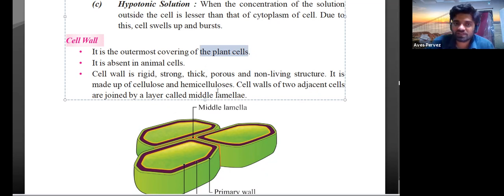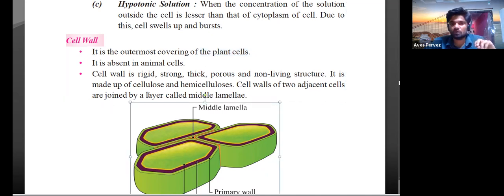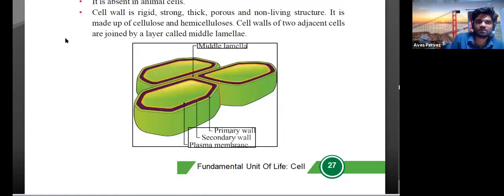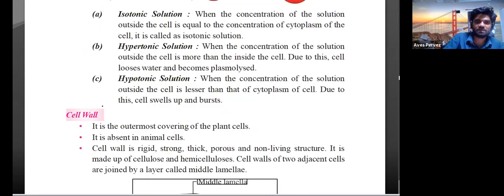What is cellulose? Cellulose is a compound in which carbon, hydrogen, and oxygen are present, and it is present in the cell wall. In plants the cell wall is made up of cellulose, but in fungi the cell wall is also present and it is made up of chitin. Let's move further.